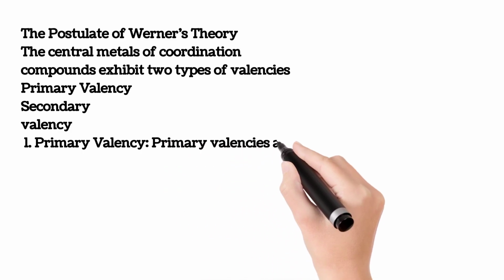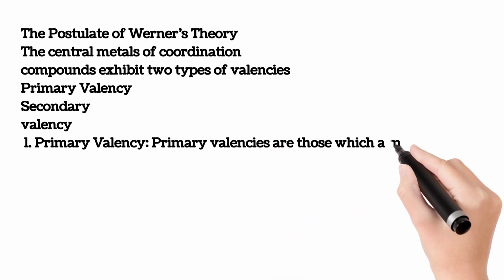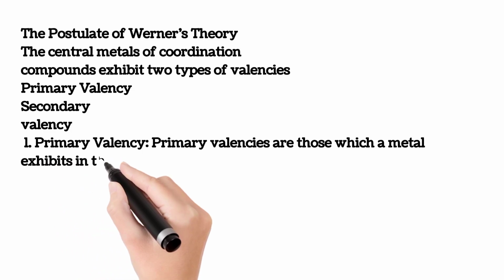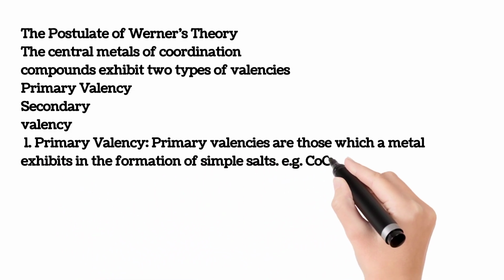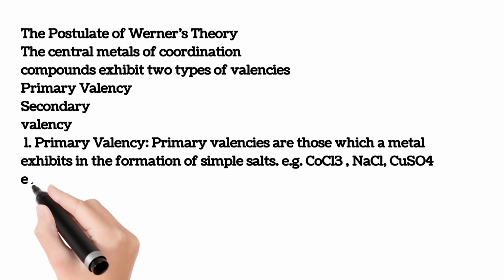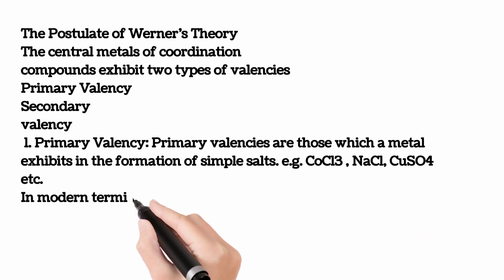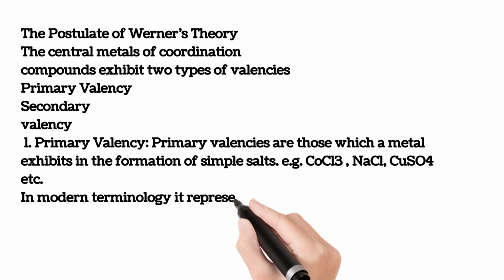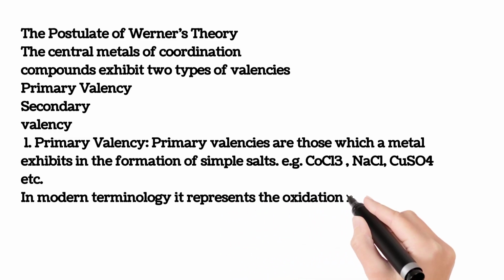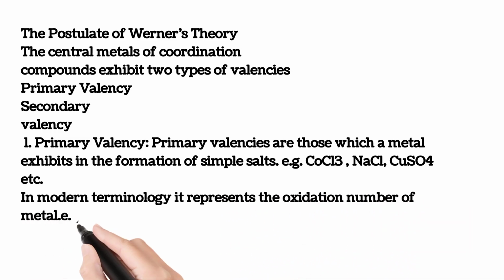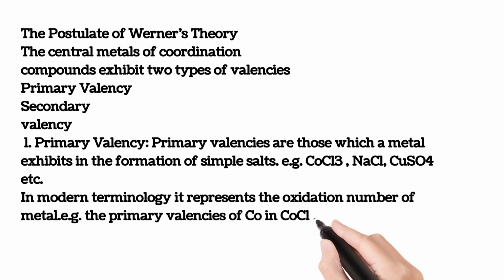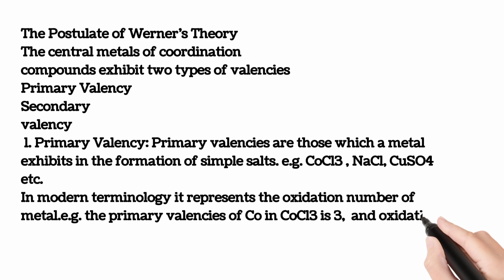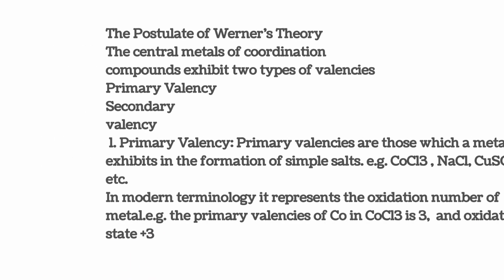In modern terminology, it represents the oxidation number of the metal. E.g. the primary valency of Co in CoCl3 is 3, and the oxidation state is +3. Similarly, for NaCl, the oxidation state of Na is +1, for CuSO4, the oxidation state of Cu is +2. The primary valencies are ionizable. These are written outside the coordination sphere. These are non-directional and do not give any geometry to the complex compound.